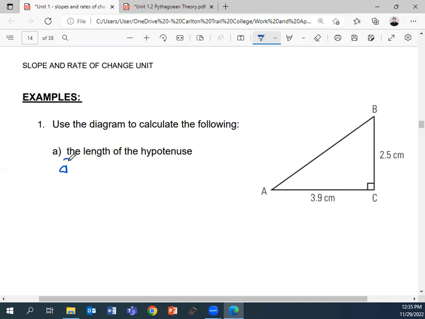So I'm going to write my theorem in there. It's A squared plus B squared is equal to C squared. So I write my theorem in there.